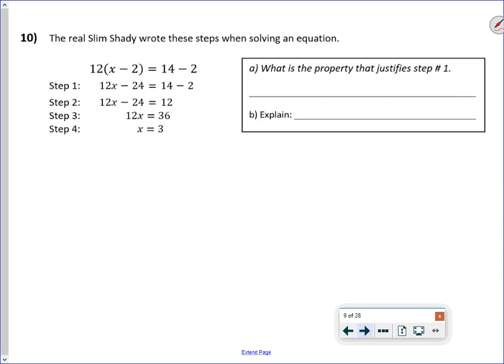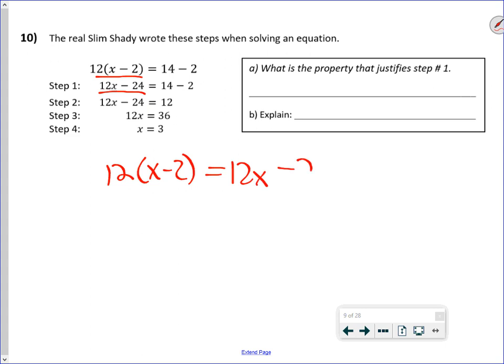Okay, going from here to here, what changed? Now, one way to do these problems is to look at what changed from the one step to the next and set them equally to each other. Sometimes if you write it that way, it's easier to see the property, which is clearly the distributive property.